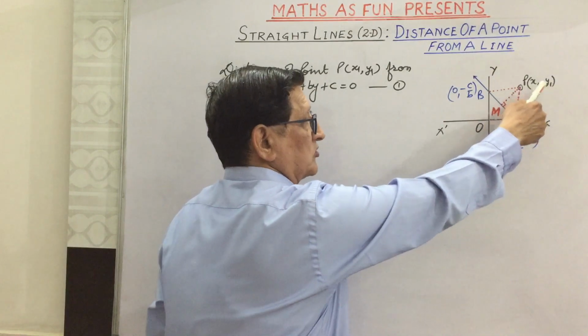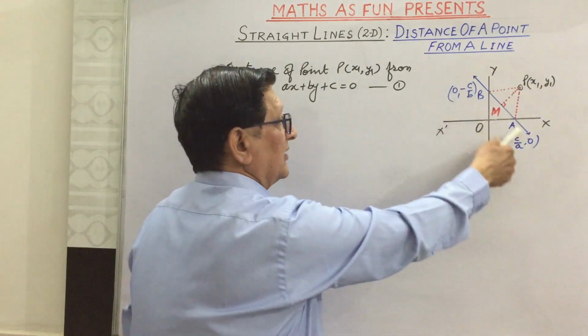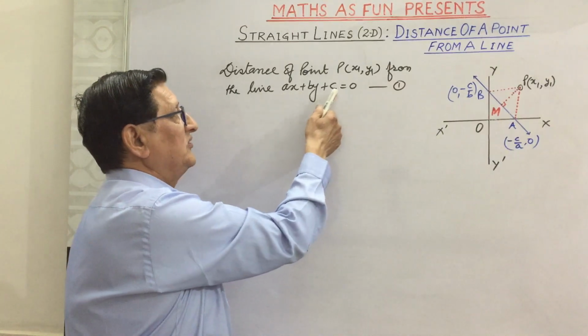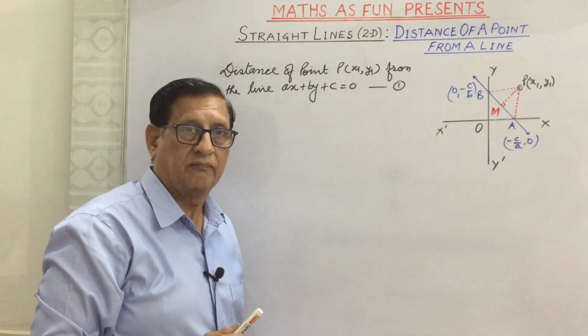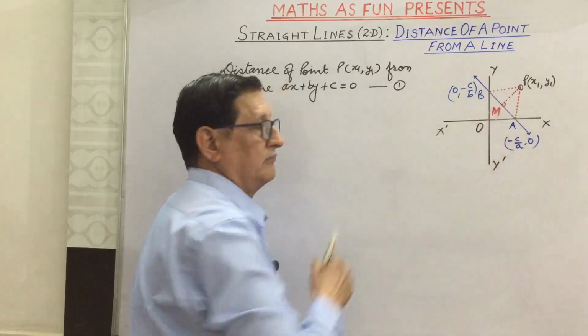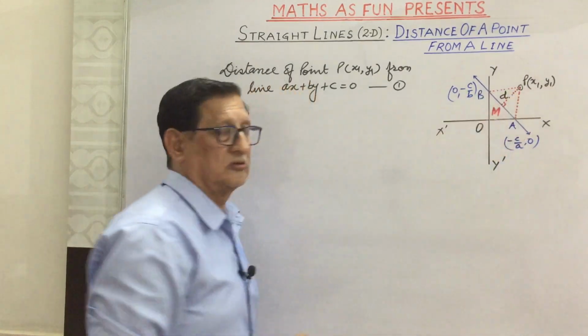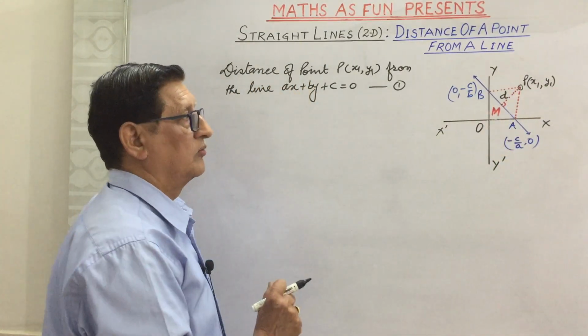Suppose P is the point whose coordinates are x1, y1 and a line is given to us, that is ax plus by plus c equal to 0. If we draw a perpendicular from P to this line, that is PM, we are to find out this distance. This is suppose D.